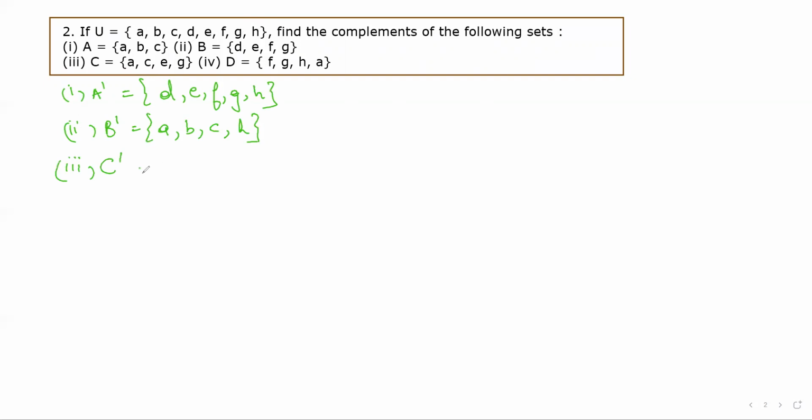C dash would be: A, C, E, G are to be removed, and the remaining are to be written: B, D, F, H. D complement: remove these. B, C, D, E, F, G, H are present. So these are the elements of D complement.